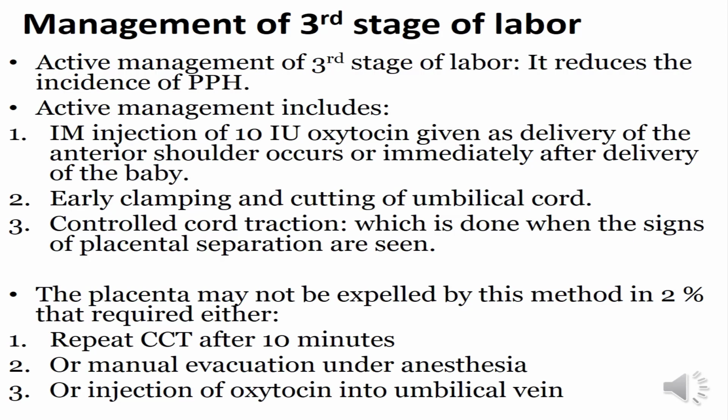Early clamping and cutting of umbilical cord. Controlled cord traction, which is done when the signs of placental separation are seen. The placenta may not be expelled by this method in 2%. That requires either repeating the controlled cord traction after 10 minutes or manual evacuation under anesthesia or injection of oxytocin into the umbilical vein.